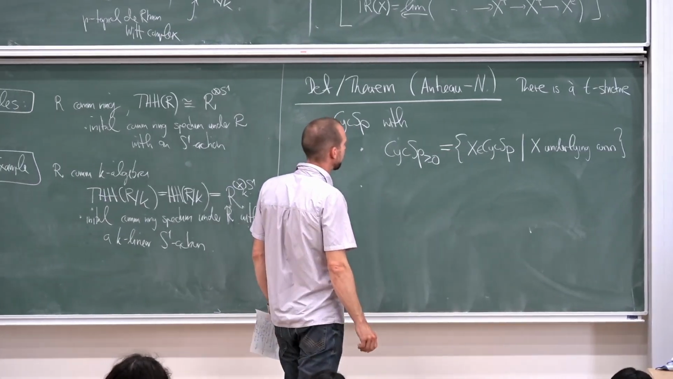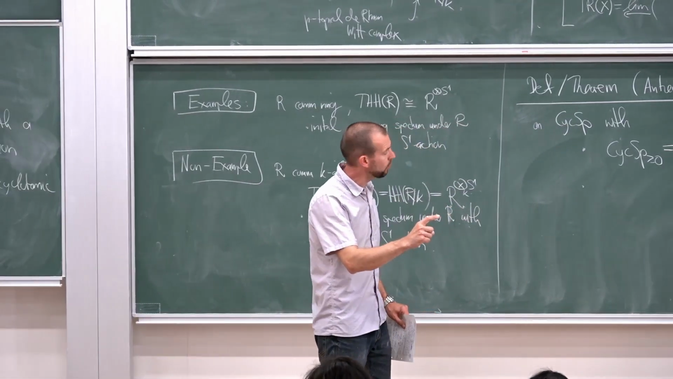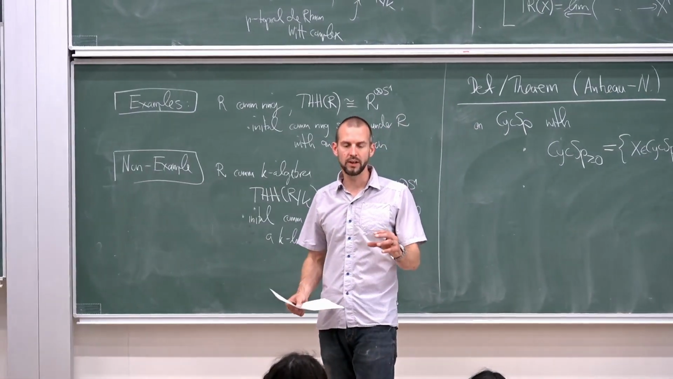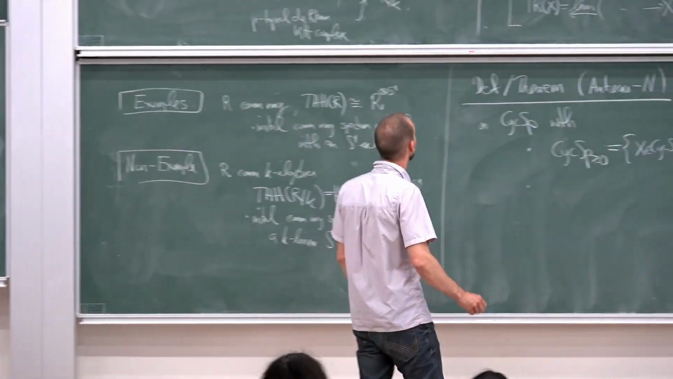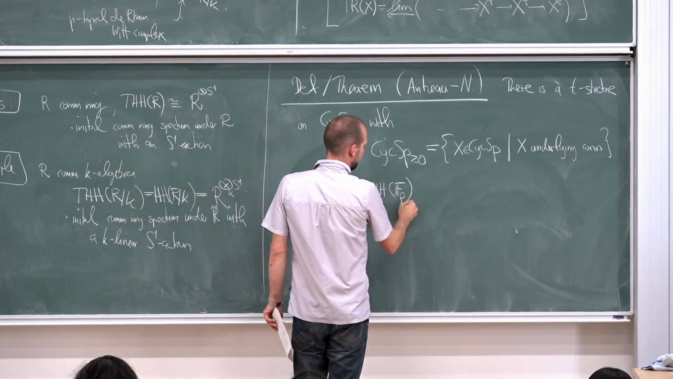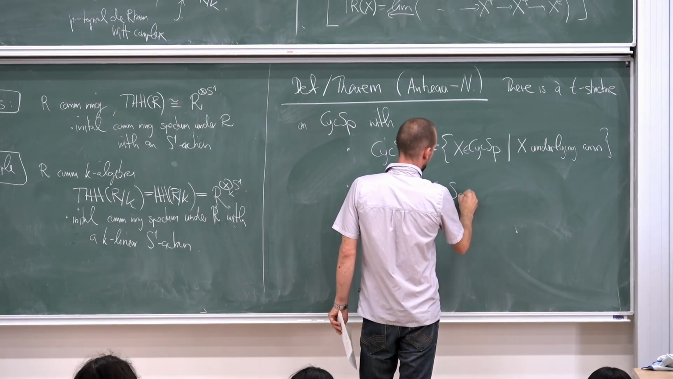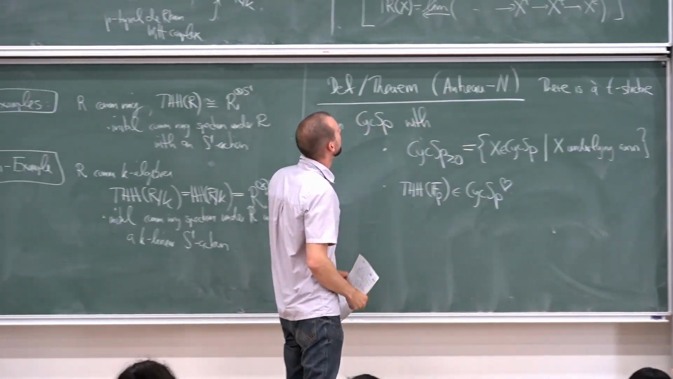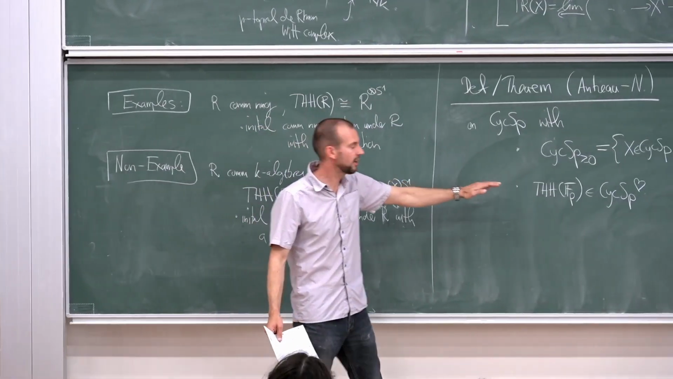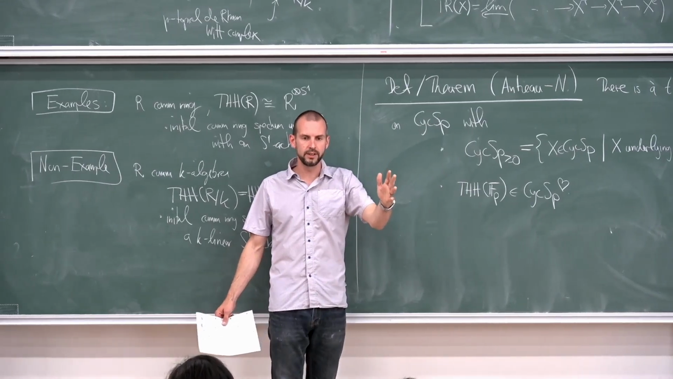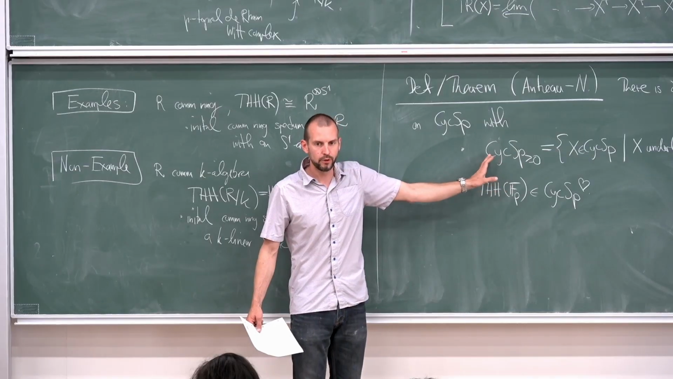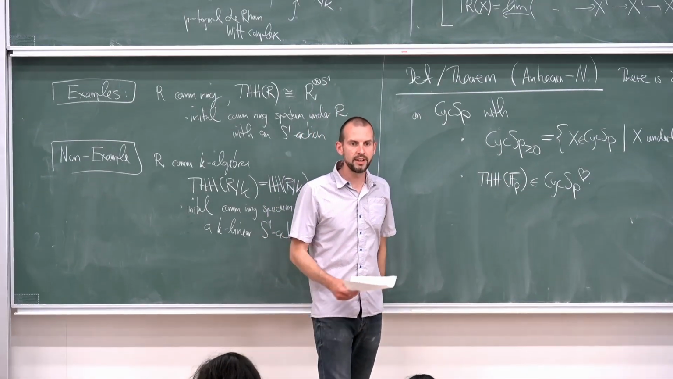And the surprising thing is that the things which are connective and co-connective, so the things which are in the heart, look very funky. These are not at all like discrete or something. For example, the object THH(F_p) we've talked about is going to be in the heart. This has F_p in every even degree. So for ordinary THH, it doesn't look very co-connective, but for the cyclotomic one, it is. That's what I'm saying here.